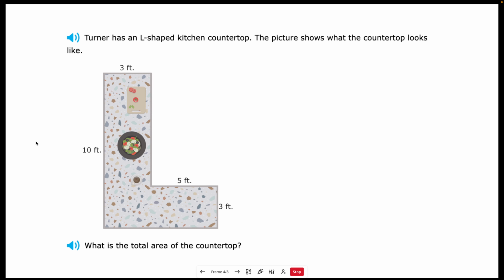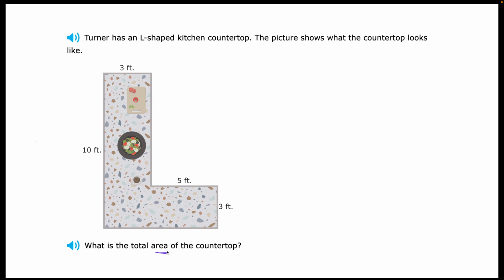So it says Turner has an L-shaped kitchen countertop. The picture shows what the countertop looks like. So here's our picture. It says, what is the total area of the countertop? So we obviously don't have a set formula for this type of shape, but what we can do is split this into some shapes that we know.